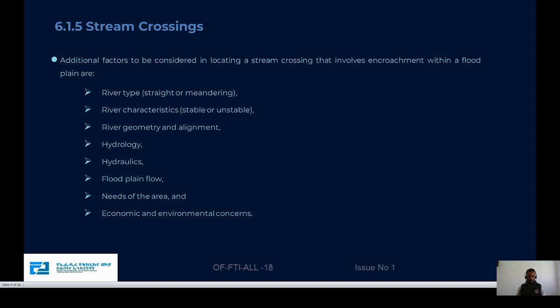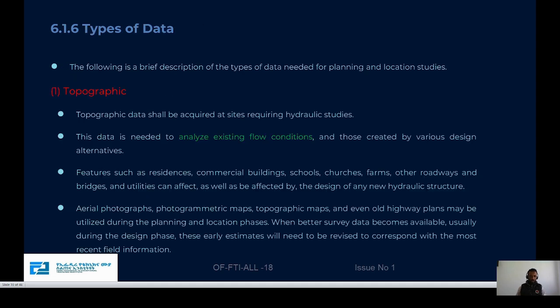Hydrologic and hydraulic data will also be collected. The flood history will also be collected. The needs for the areas and economic and environmental considerations will also be collected. So the type of the data will be organized into 8 very important types of data for the planning and location survey.